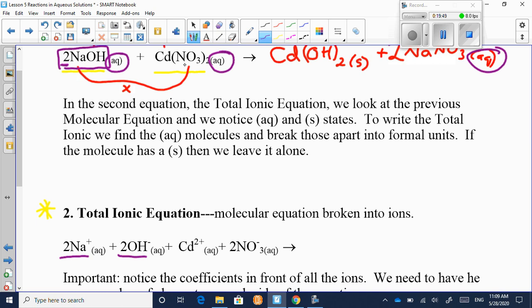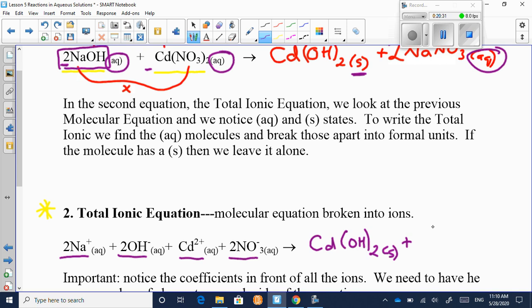Now for the second one, there's nothing out front. So it's just Cd2+ aqueous, but the 2 that was the subscript with the nitrate now comes out front, and it's 2NO3- aqueous. All right, so that is the reactants written in their total ionic form. Now, let's go to the products. Because this one is a solid, I don't break it up. So I'm going to write cadmium hydroxide solid. I don't break it up, but the second one I am going to break up.